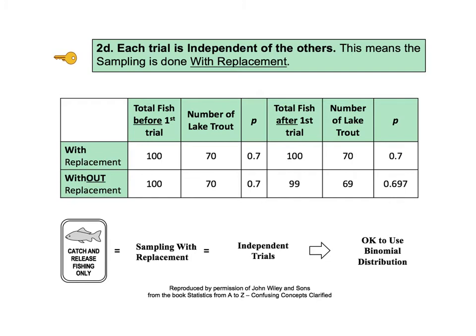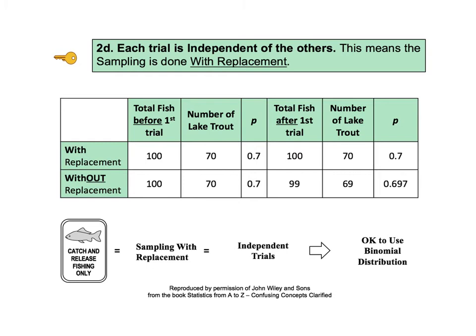On the other hand, sampling without replacement, that is not returning the fish, changes the number of fish in the lake and the probability. As the table shows, if our first trial catches a lake trout and we don't replace it, then the total number of fish in the lake changes from 100 to 99, and the total number of lake trout changes from 70 to 69. This causes the probability p to change, and that causes the trials to not be independent. So we would not have a binomial experiment, and so we cannot use the binomial distribution. We would have to use the hypergeometric distribution instead. See the video on hypergeometric distributions.